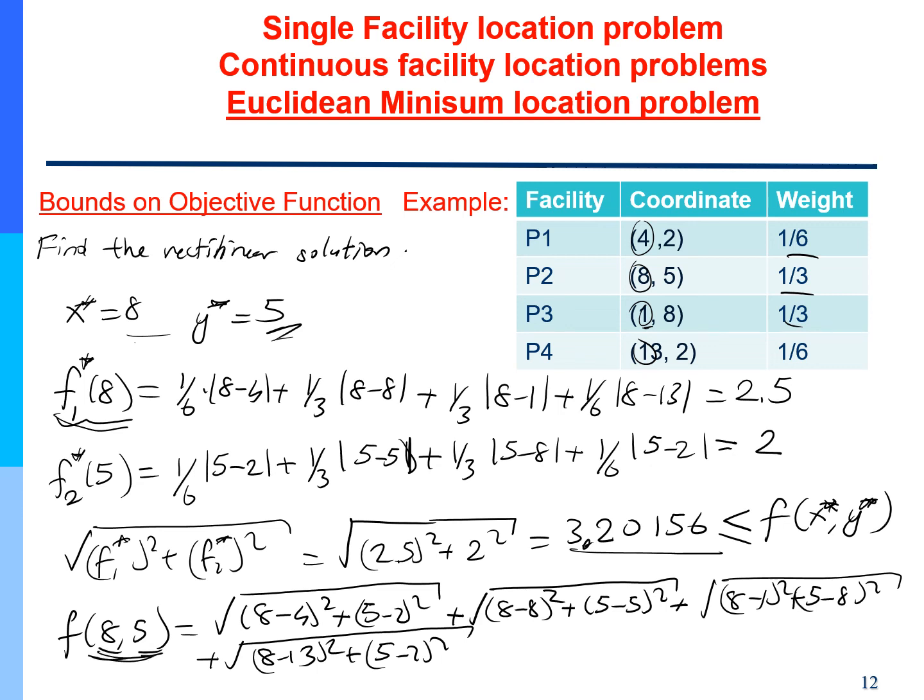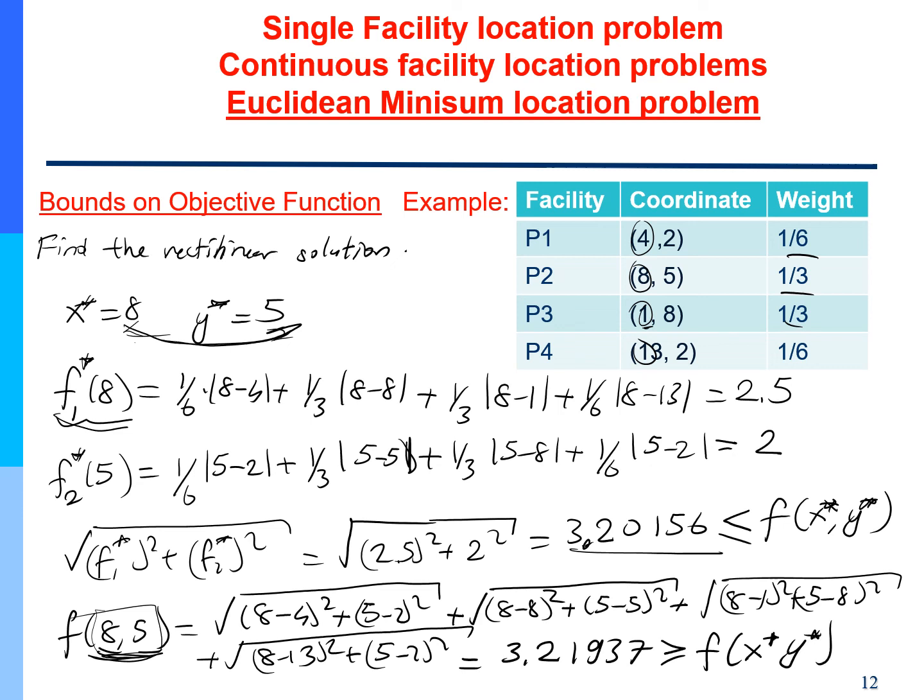And how did I obtain this point? I just used the rectilinear coordinates. But you don't need to use it. You can use any coordinate here, anything. And when you calculate it, we see that it appears to be 3.21937 and it goes on. And what do we know? We know that the optimal Euclidean solution should be less than or equal to this one.